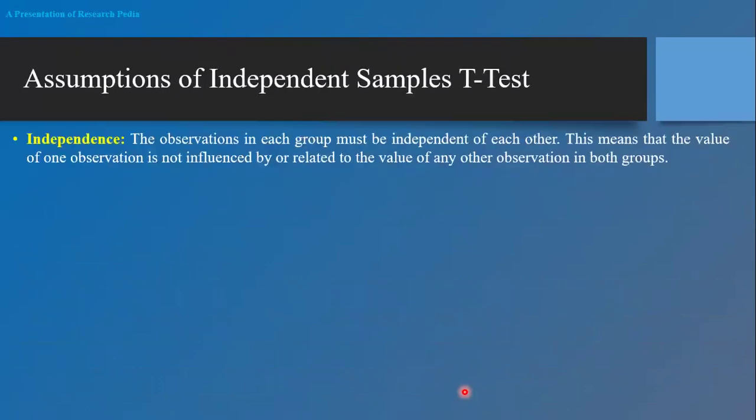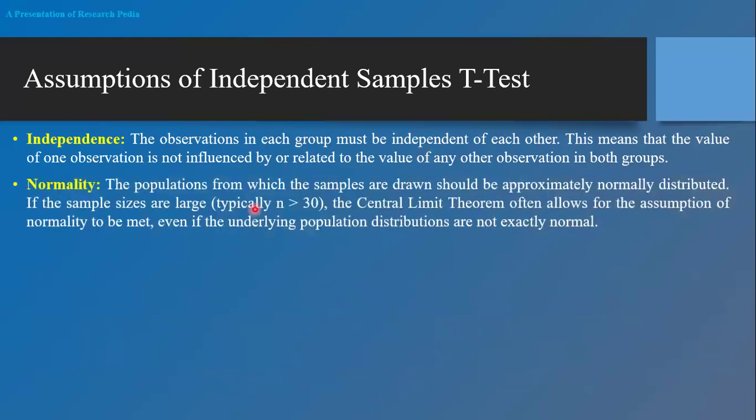There are some assumptions. First, you need to know the assumptions of applying the independent t-test. The first assumption is that observations in each group must be independent of each other. They should not be dependent on each other. This means that the value of one observation is not influenced by or related to the value of another observation in both groups. So they both must be independent.